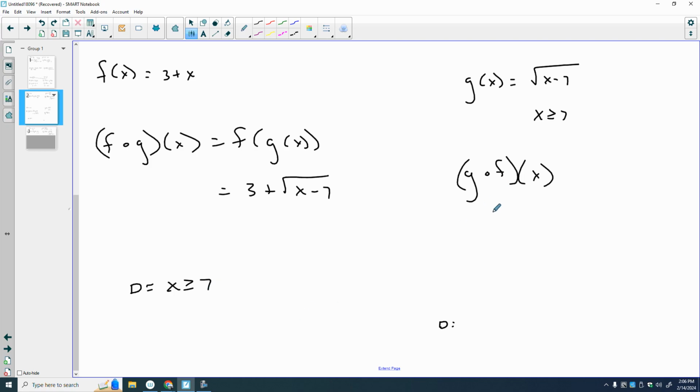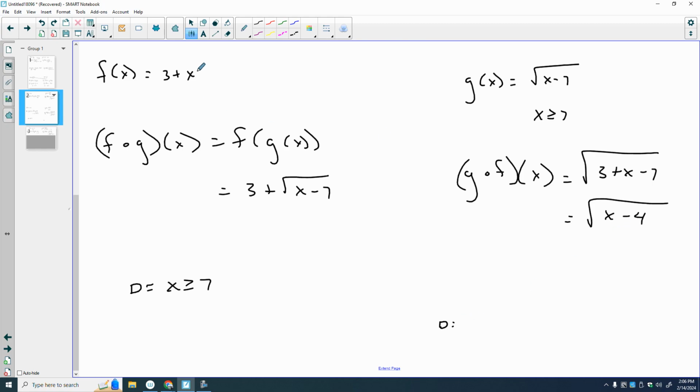How about this one? g of f of x. So now we're looking at taking this 3 plus x and plugging it in. So I have the square root of 3 plus x minus 7. And so I have an expression that says x minus 4. What's my domain?